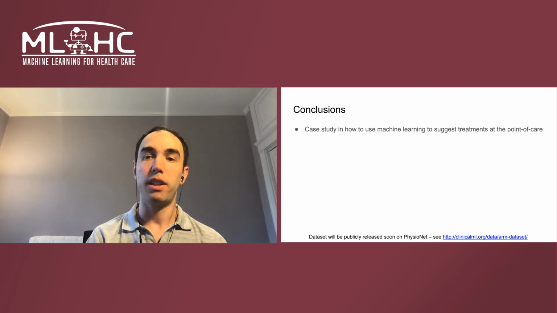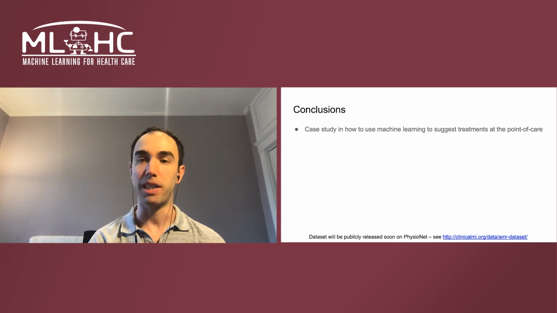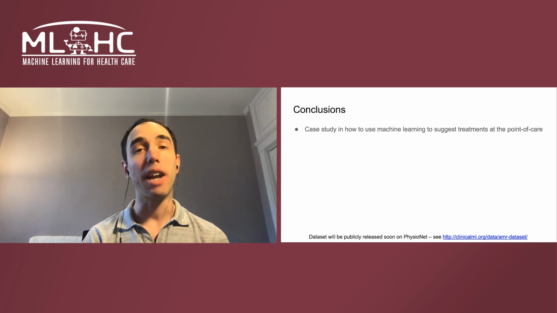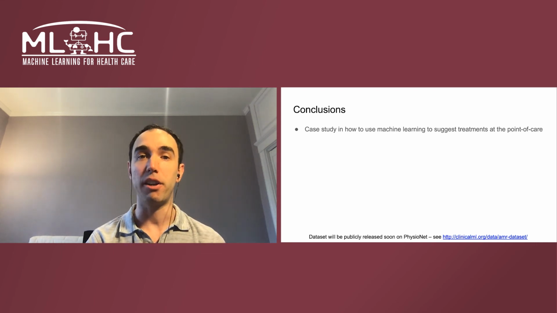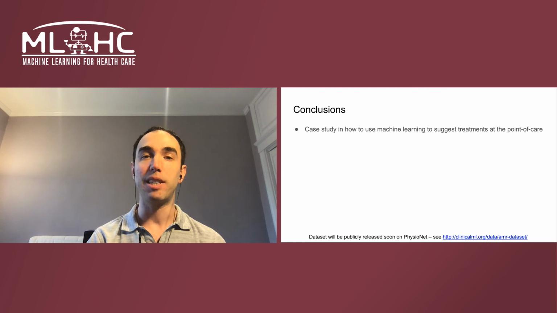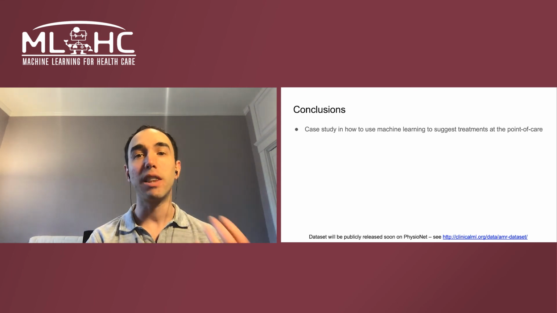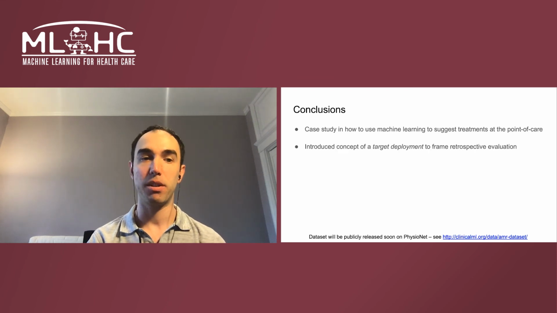So in conclusion, in this talk, I've given you a case study of how one can use machine learning to suggest treatments at the point of care, focused on antibiotic resistance, focused on antibiotic prescribing for uncomplicated urinary tract infection, where we showed that we can substantially reduce the amount of second-line antibiotics while, in fact, reducing the amount of ineffective antibiotics that are prescribed. We introduced the concept of a target deployment to frame retrospective evaluations so that one can get a fair apples-to-apples comparison to current clinical practice, even before one does a prospective evaluation.